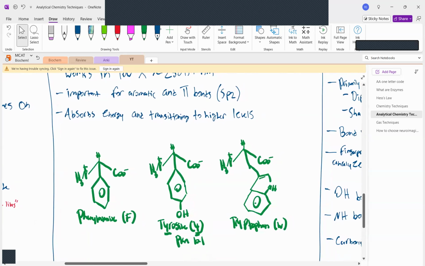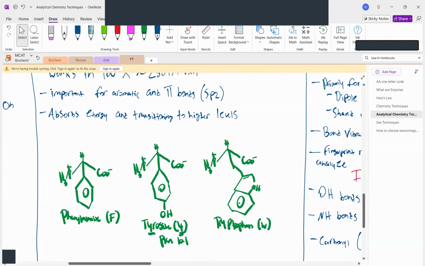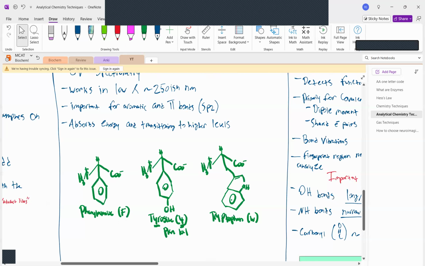And then for the MCAT, the three molecules that we really care about for UV spec are phenylalanine, tyrosine, and tryptophan. Those are the big three, since those are our aromatic amino acid compounds. So I would really memorize that. If you have something like cysteine, does that show up on UV spec? No, because it's not aromatic. Just think about it logically. If you see something that's sp2 hybridized, it's probably going to be important for UV spec. But if it's not, we don't care. It's not going to show up.